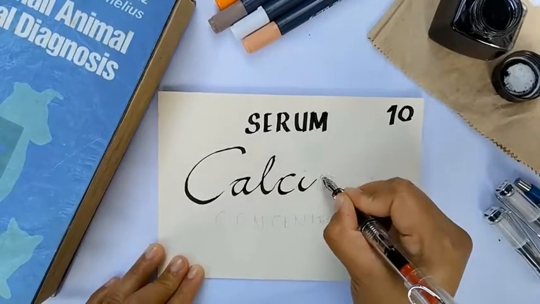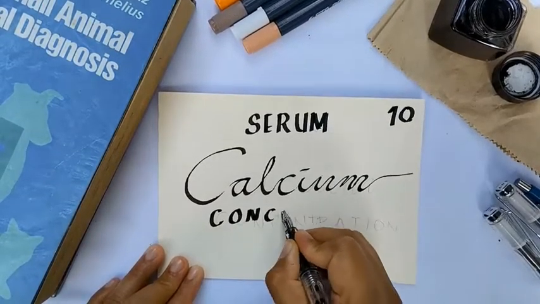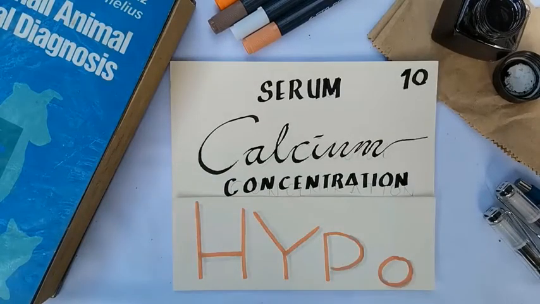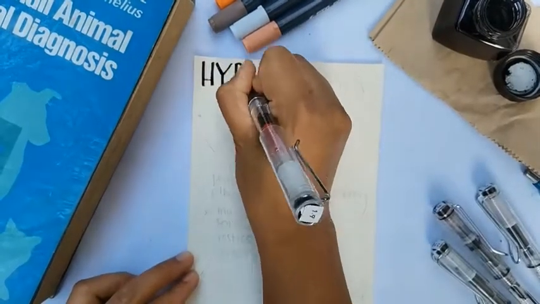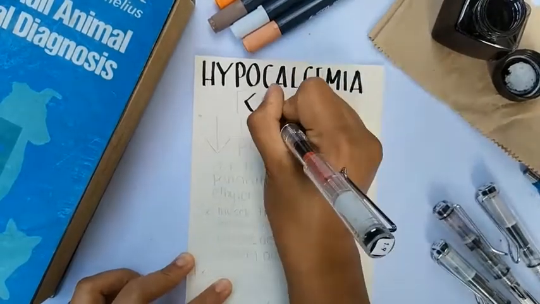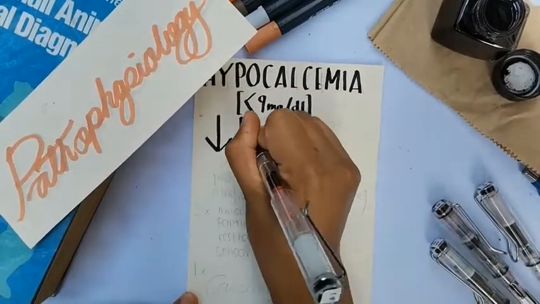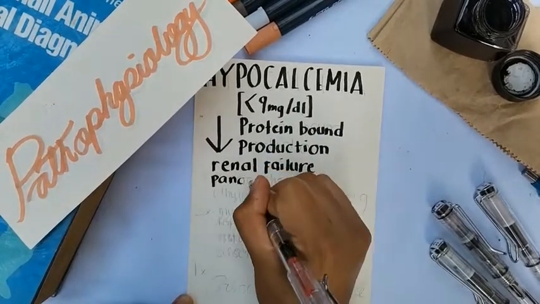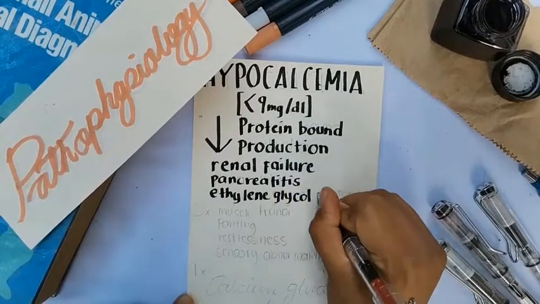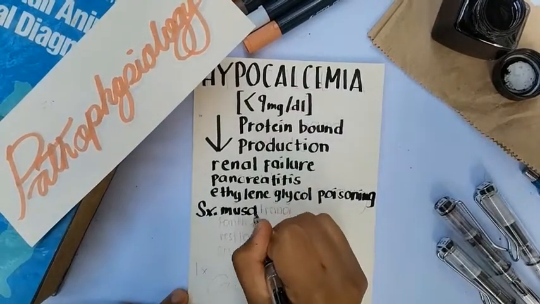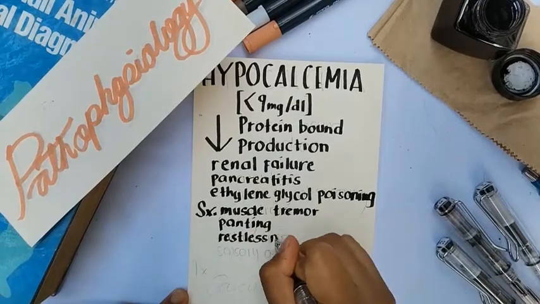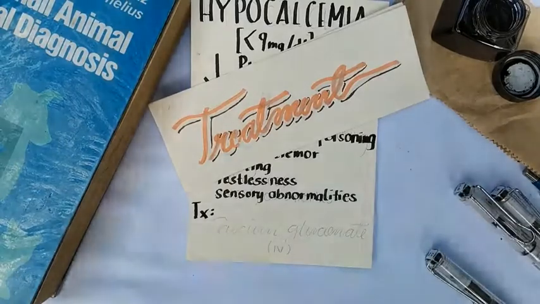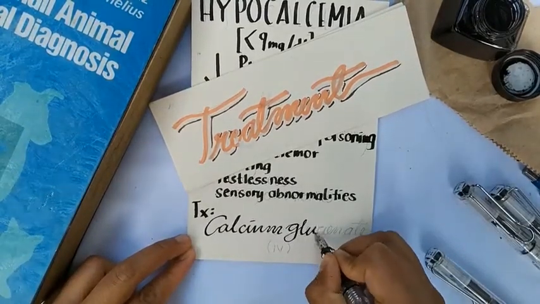Number 10. The serum calcium concentration. Hypocalcemia is below 9 mg per deciliter. Its pathophysiology is decrease in protein-bound products, renal failure, pancreatitis, and ethylene glycol poisoning. Its clinical signs are muscle tremor, panting, restlessness, and sensory abnormalities. Treatment: IV administration of calcium gluconate.